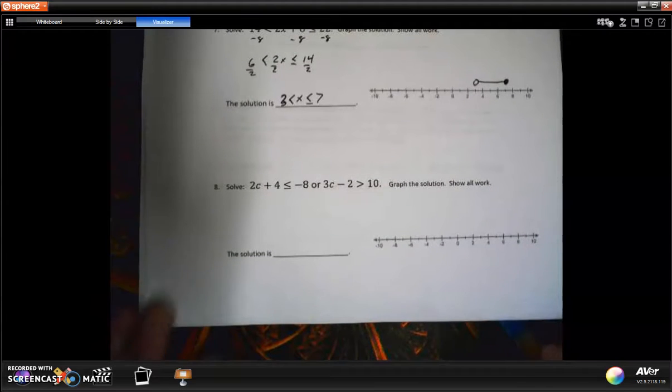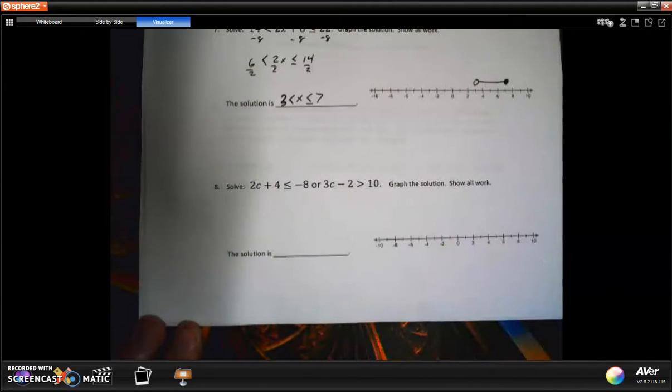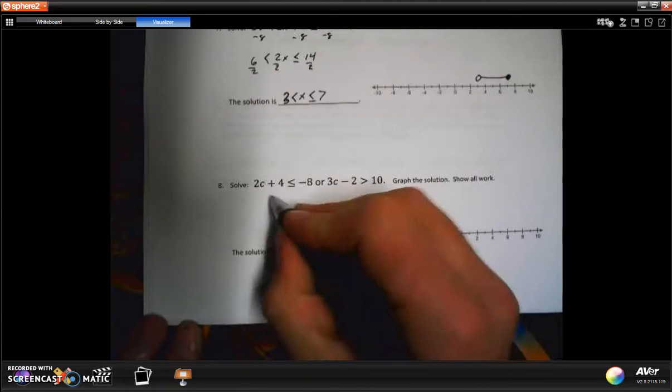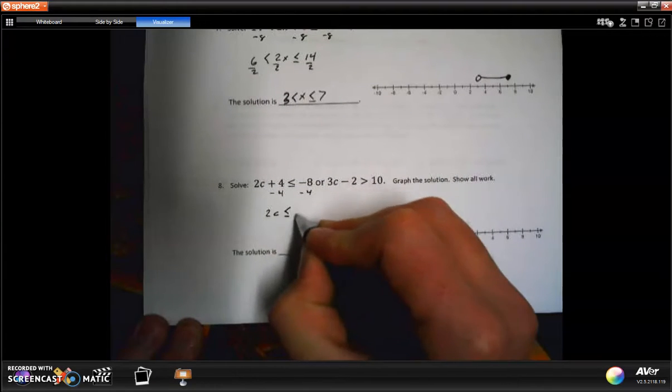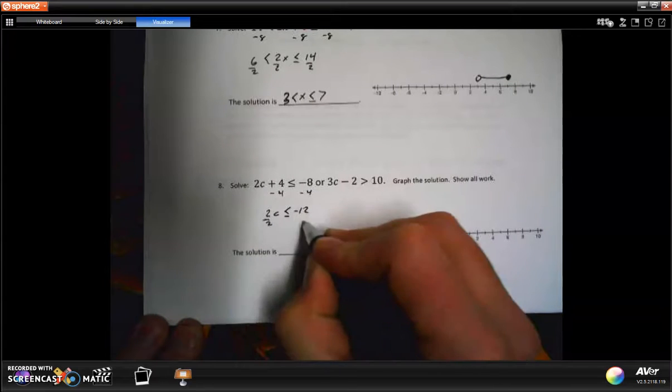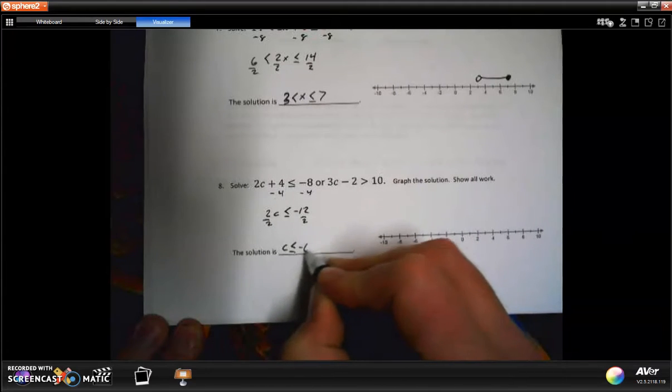All right, 2c + 4 ≤ -8, or 3c - 2 > 10. So let's solve each one individually. If I subtract 4 from both sides, I get 2c ≤ -12. I divide by 2. I get c ≤ -6.